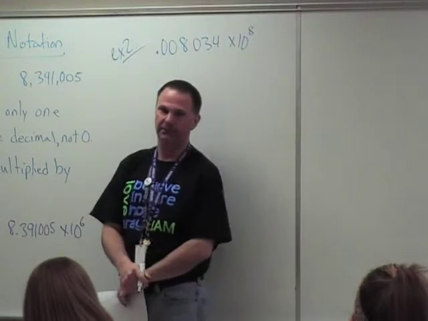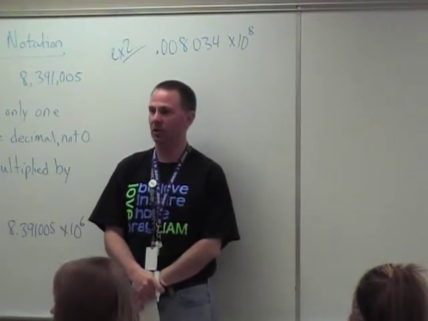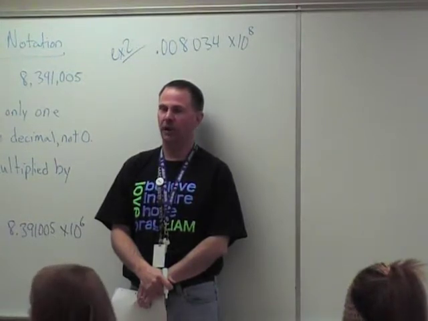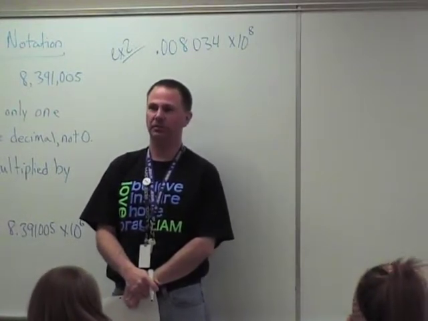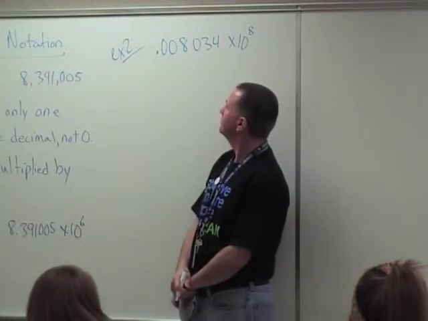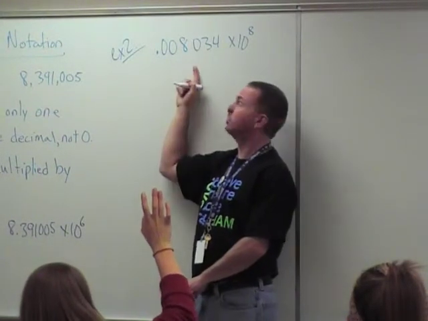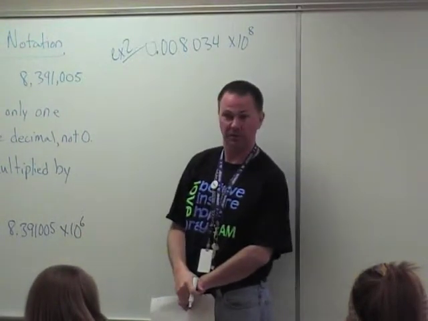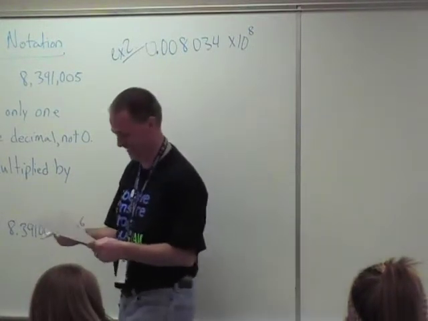No. Bryn says no. Who says no? Who says yes? You're all fired. Bryn is correct. Why is Bryn correct? Because it should be 8.034 times 10 to the something. Why is this not correct? Because the decimal's not in the right position. There's a 0 left of your decimal. You can't have 0 left of your decimal. Good job, Bryn.